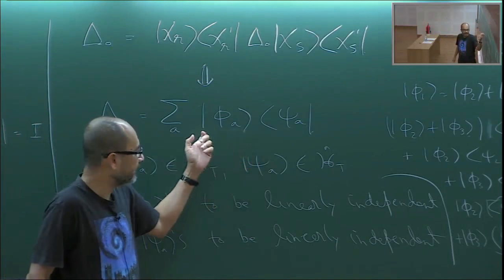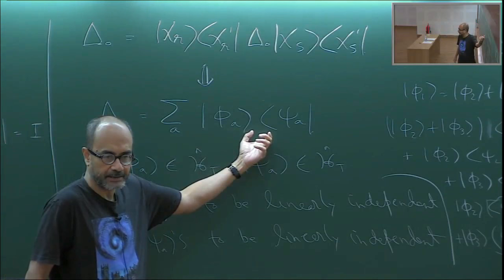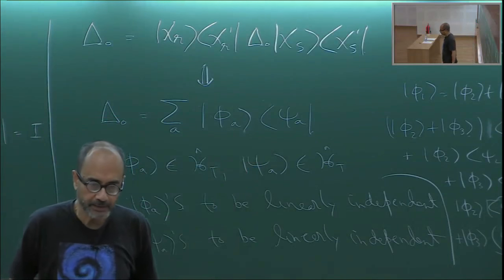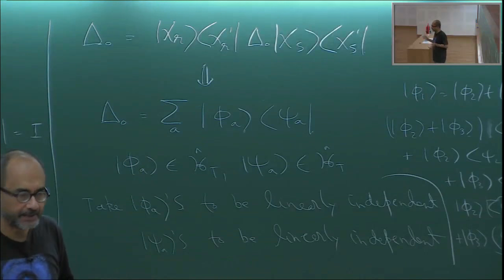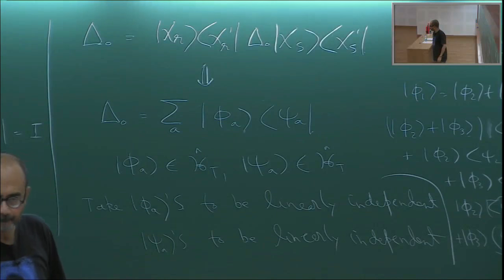And that rank of delta 0 is precisely the number of terms that appear in a sum like this. So you expect this to be finite in number, but this is not something that we are going to use.